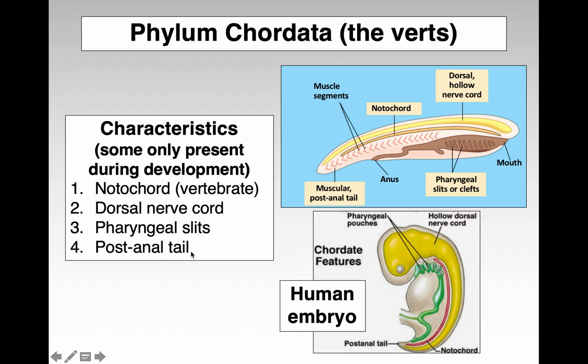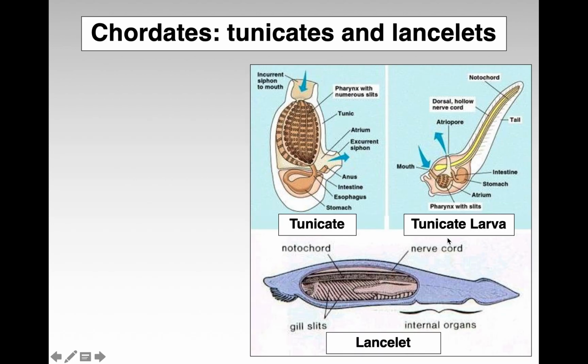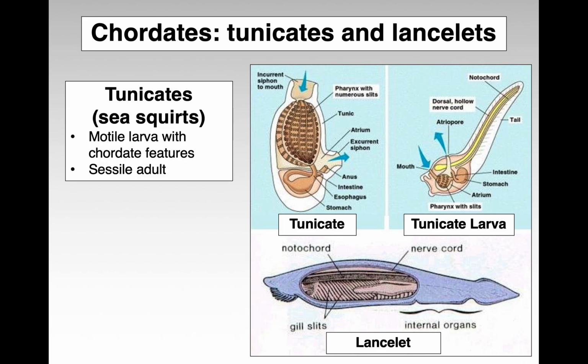Even though we are not born with tails and slits, which are kind of like gills, we do have those as embryos. The simplest of all the vertebrates are the tunicates. Tunicates and then lancelets. So tunicates are the simplest chordate, or the simplest vertebrate.